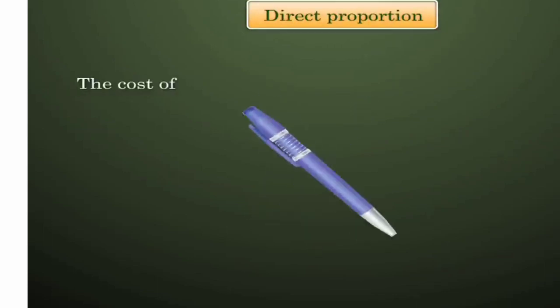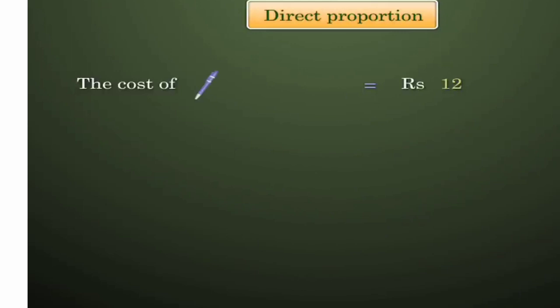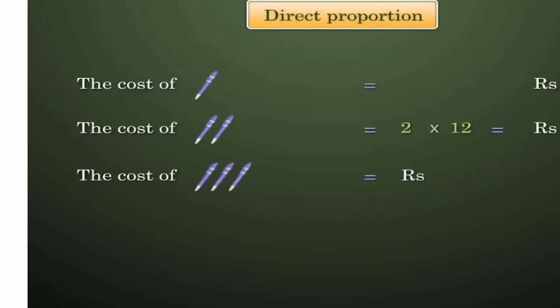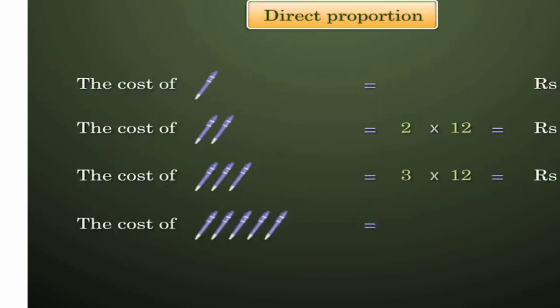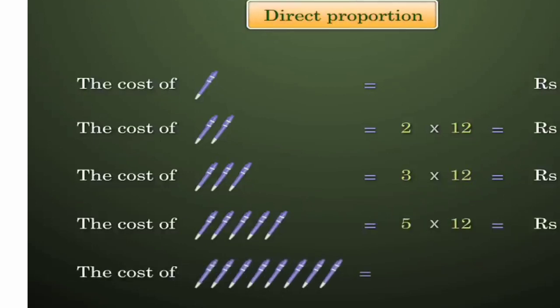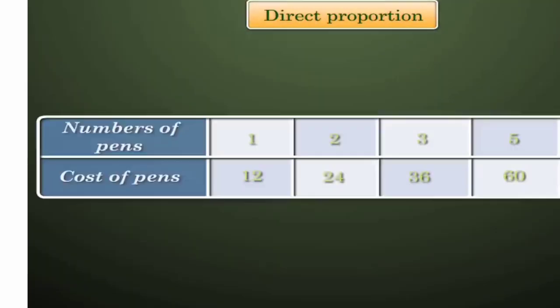Direct proportion. Let us assume the cost of 1 pen is 12 rupees. Then, by unitary method, we can find the cost of any number of pens. Clearly, cost of 2 pens is rupees 24, 2 into 12. Cost of 3 pens equals rupees 36, 3 into 12. Cost of 5 pens equals rupees 60, 5 into 12. Cost of 8 pens equals rupees 96, 8 into 12, and so on. Let us put this information in the table as shown.